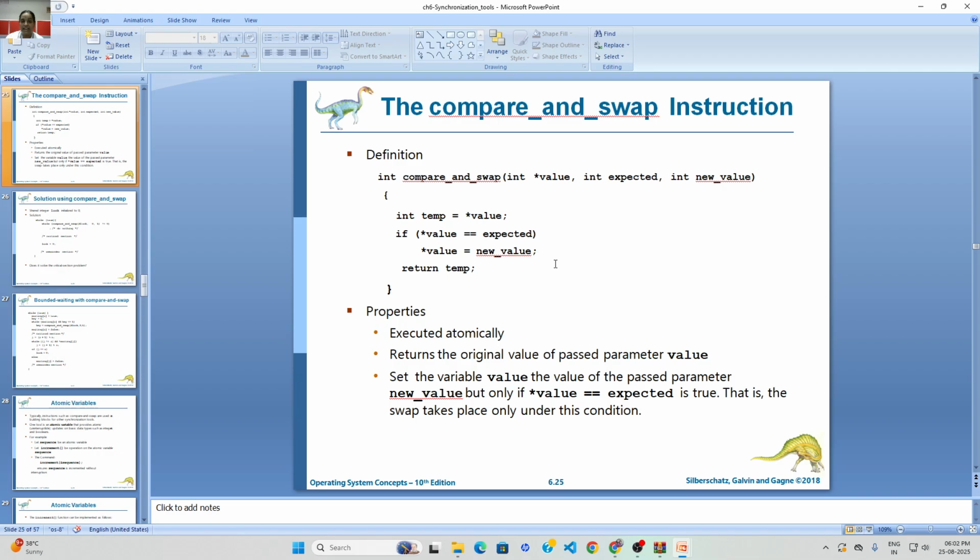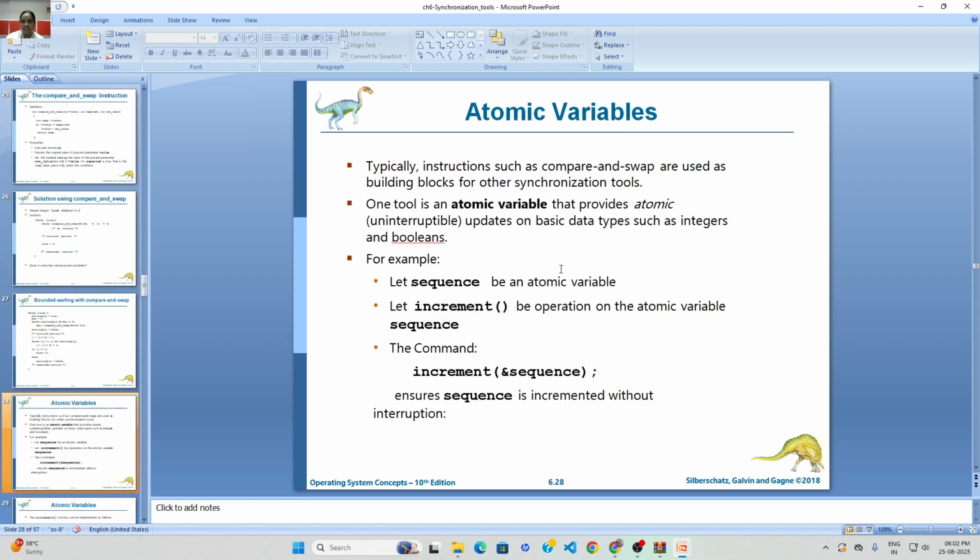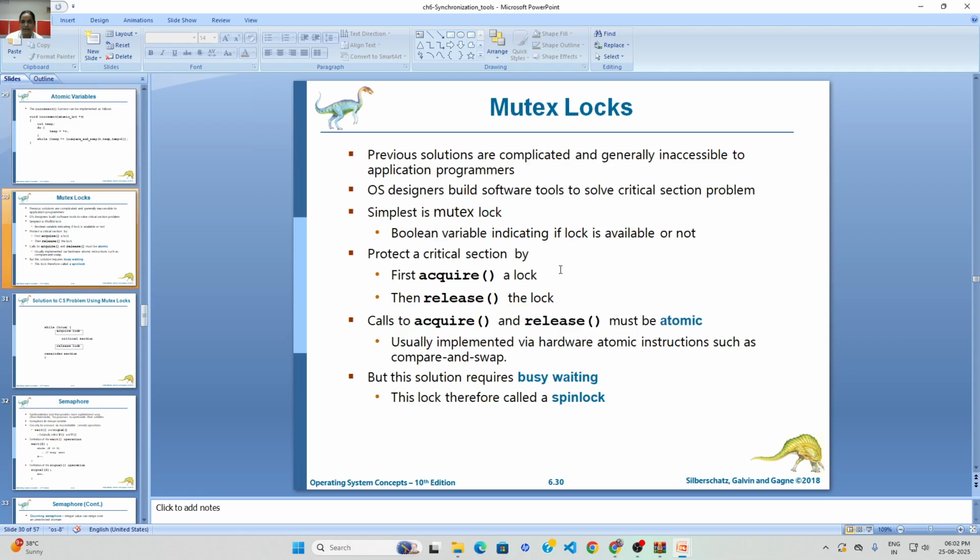Next one is compare and swap. You need to check whether a process is already in a critical section. For that, you have three variables: value, expected, and a new value. You compare the present value with the expected one. If it matches, you perform the swapping operation. In this way also, the critical section problem is solved.